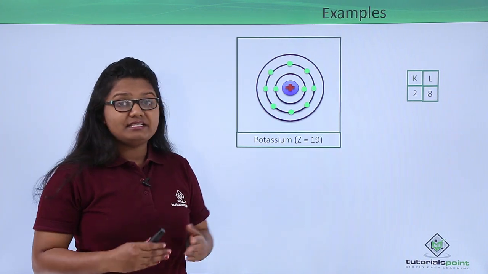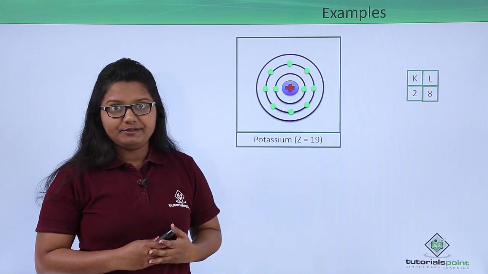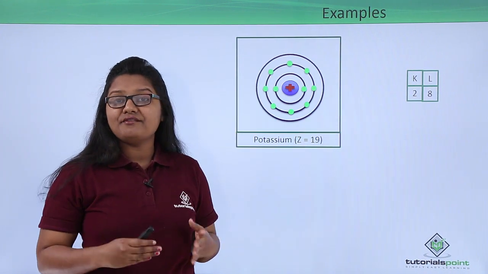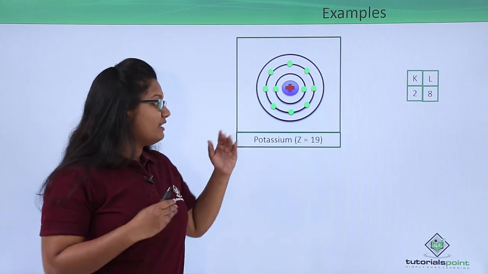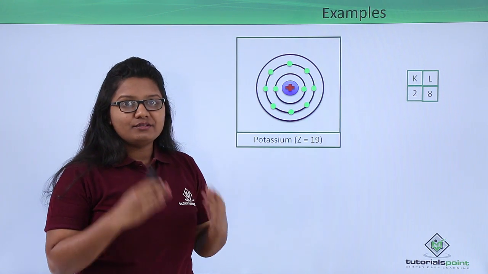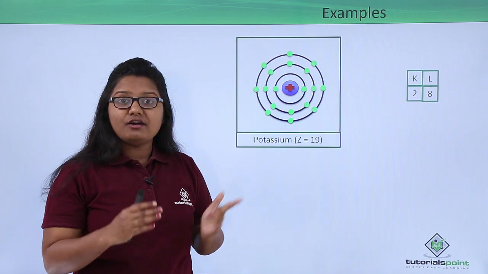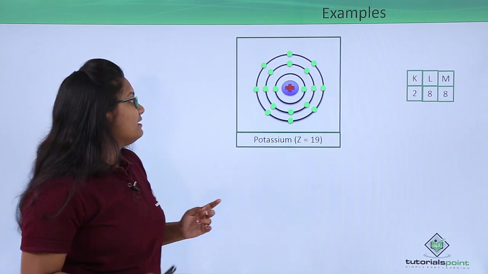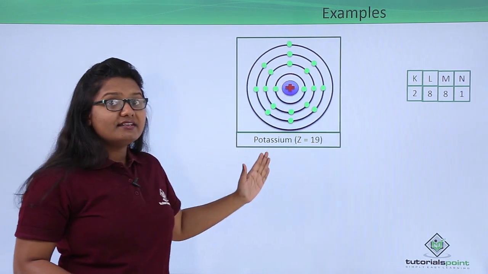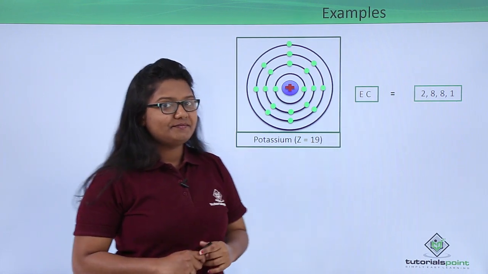We know that the capacity of M shell is 18, but here it happens to be the outermost shell. So we will make use of the second rule, that is the outermost shell can have at most 8 electrons. So we cannot place 9 more electrons in M shell. So we will be placing 8 electrons in M shell and the rest of the 1 electron we will be placing in the next shell, that is the N shell. So here the electronic configuration becomes 2, 8, 8, 1.